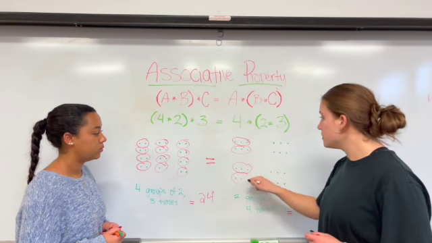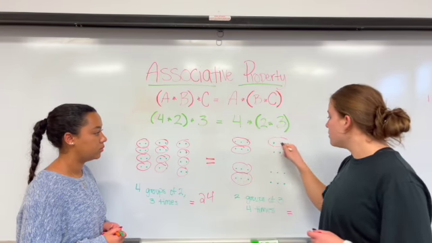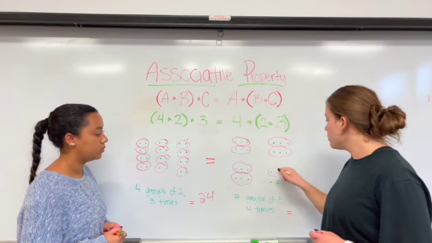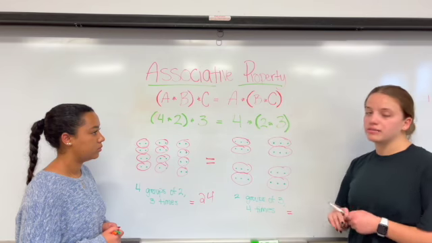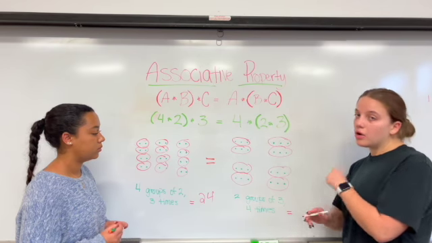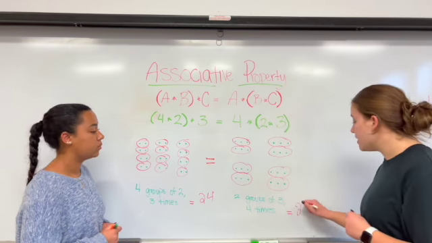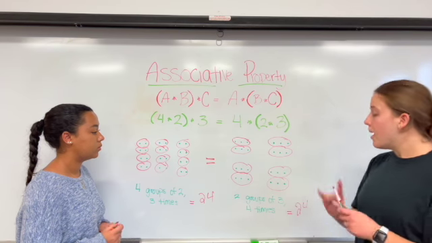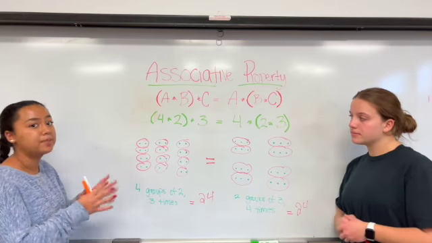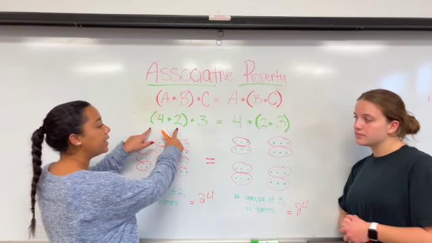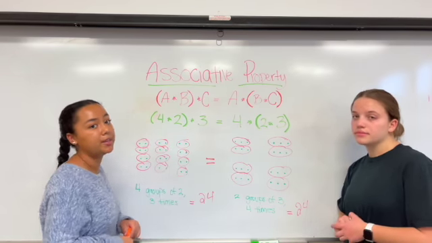So 2 groups of 3, 2 groups of 3, 2 groups of 3, and again, since we repeated it 4 times, 2 times 3, once we multiply it and count up all the dots, we're going to end up getting the same number as before, which is 24. So basically, for the synopsis of this, even if you move the parentheses, you're going to end up getting the same product.